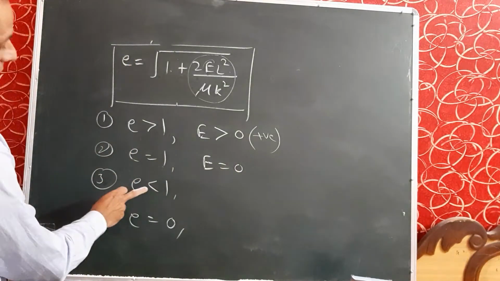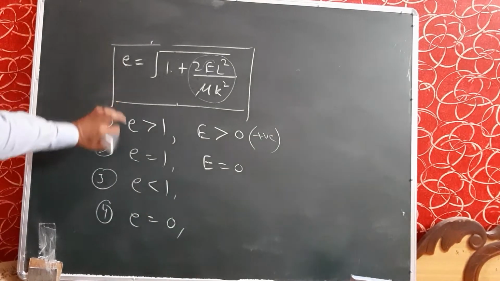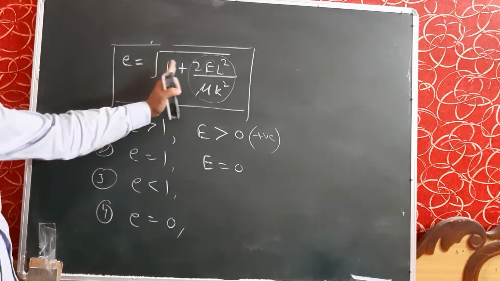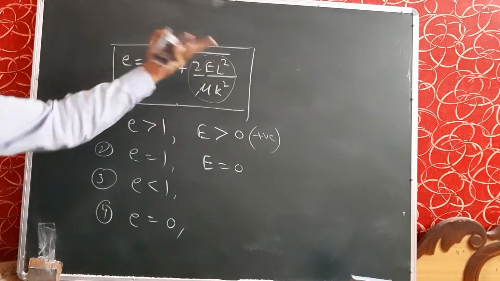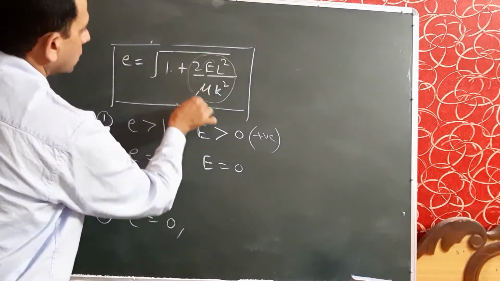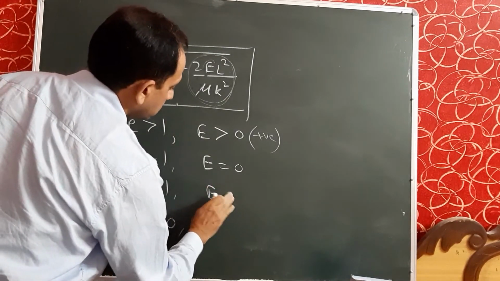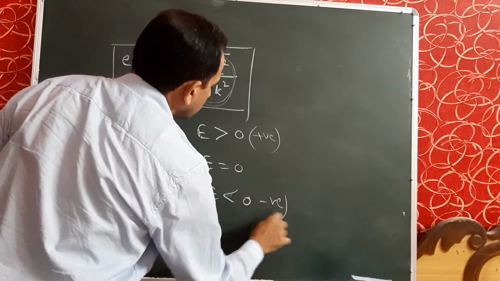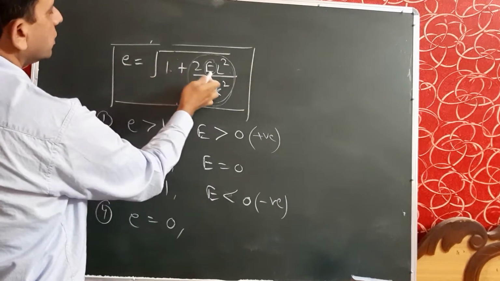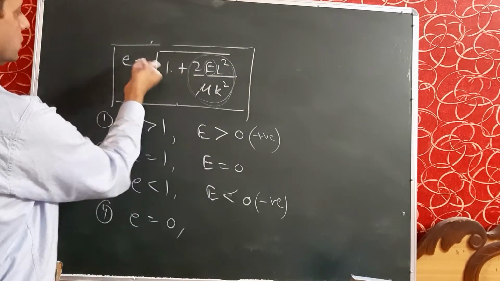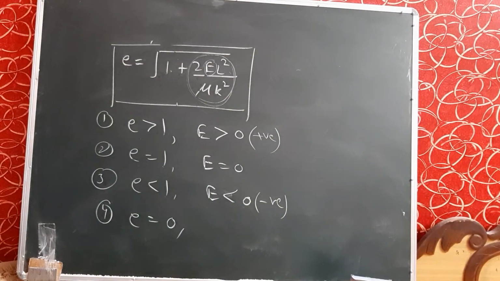And the third one, e is less than 1. How do we get this condition from this equation? e less than 1 means 1 minus something. You know that when something is subtracted from 1, then the term is less than 1. So if this term is negative, it means the energy should be negative, that is less than 0. So if it is negative, the whole term becomes negative. So 1 minus negative means less than 1, and the root of something less than 1 is less than 1. Therefore, this condition is satisfied by the condition that energy is less than 0.